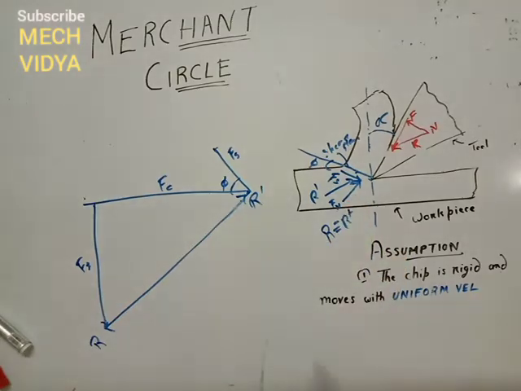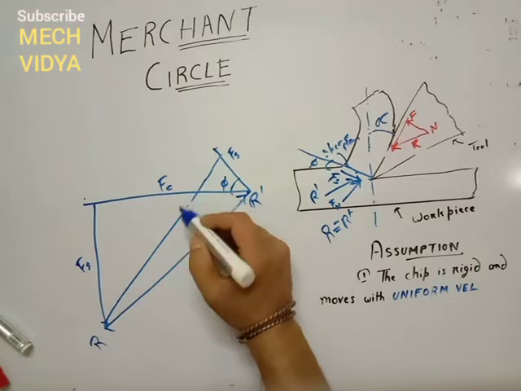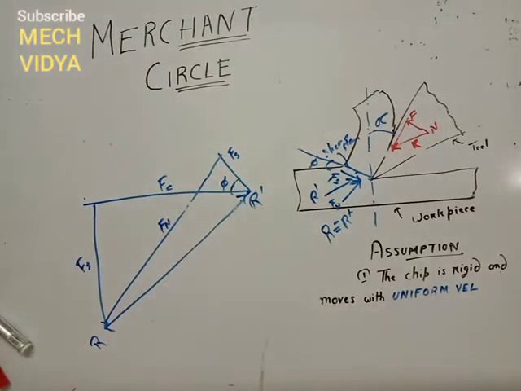Fn is a vector perpendicular on the Fs. So from here I can draw a vector perpendicular on the Fs. This is our Fn.